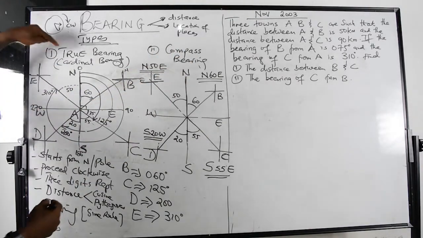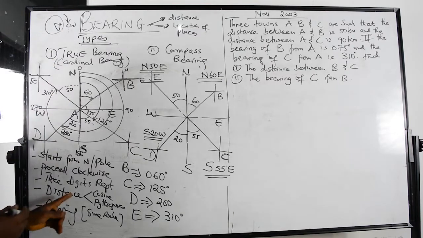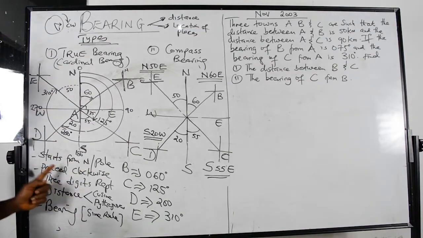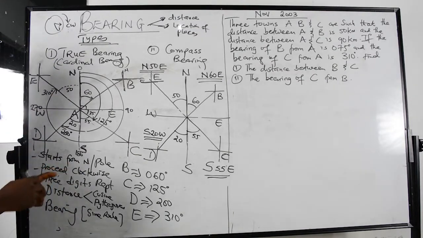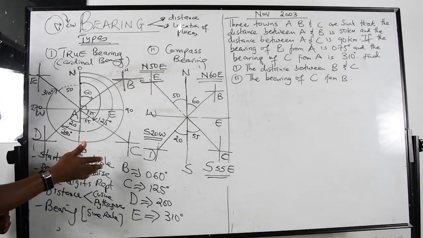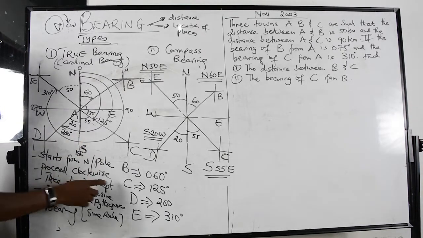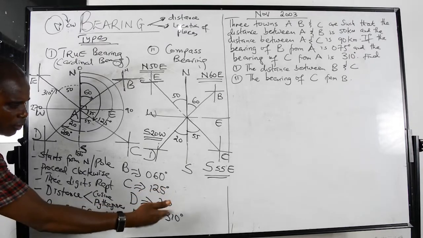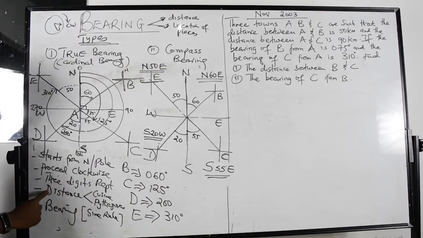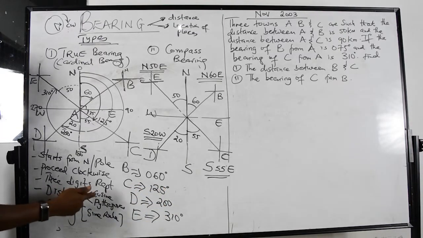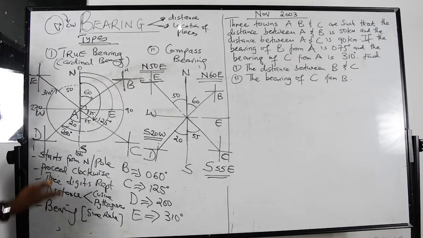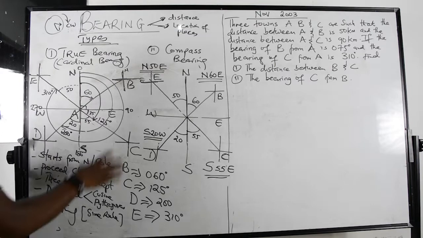So we have the true bearing, which we make use of 3-digit representation. I'll just go over that. It starts from the North Pole and proceeds clockwise, and it is a 3-digit representation. I must use 3 digits to represent them. And if I want to find the distance, I use the cosine rule and the Pythagoras theorem. If I also want to find the bearing, I can use the sine rule. These are the 2 prominent questions you'll be asked: to explain or calculate the distance. So that is the bearing.